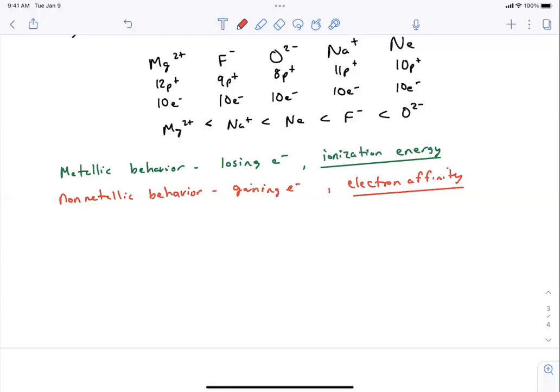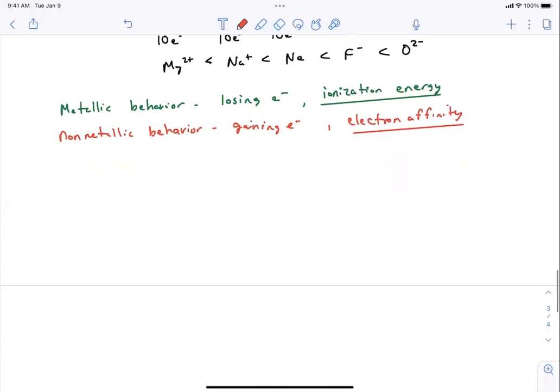Oh, group 1, alkali metals. You're welcome. Okay.